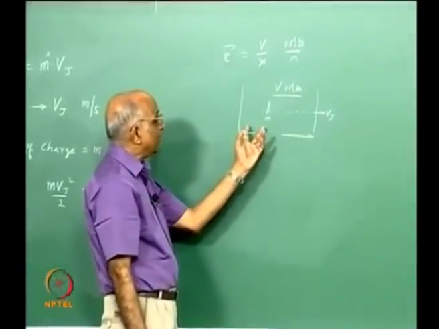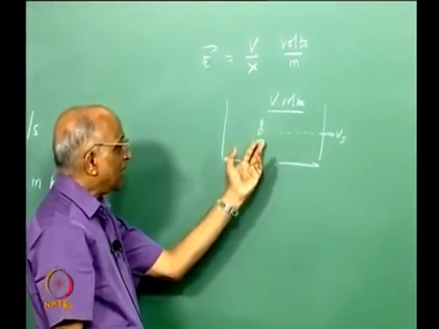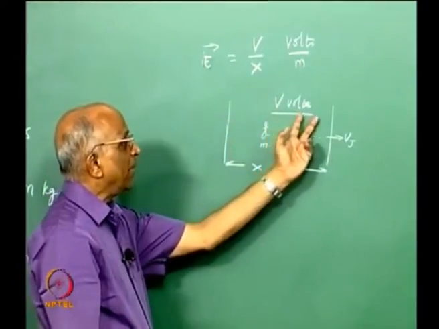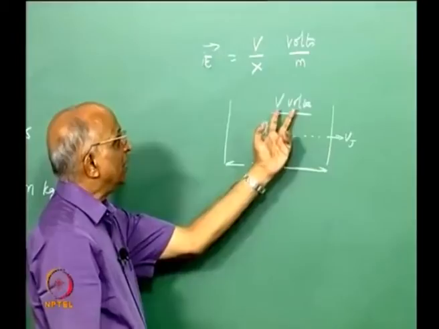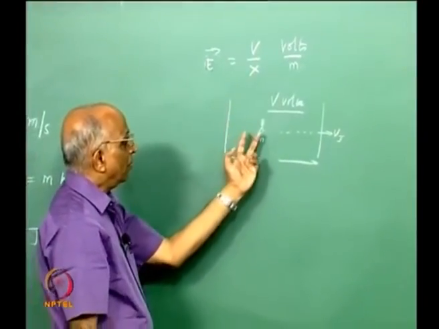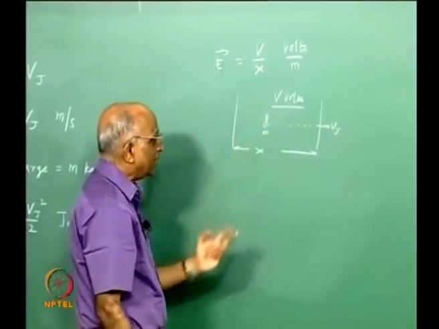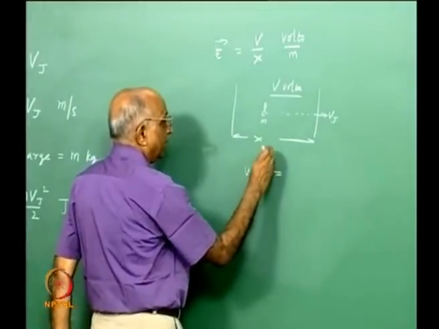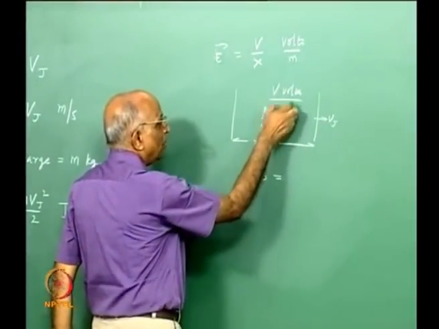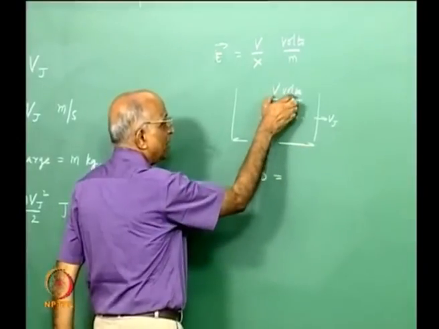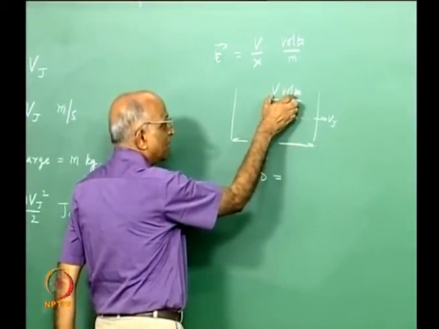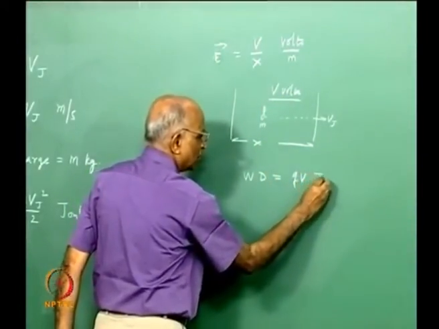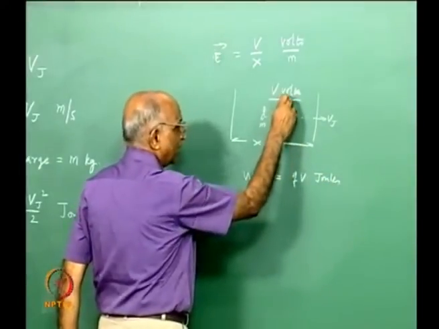What I am trying to say is, the work is done by the charge of mass m having a charge q, which is getting accelerated by the electrical field, and the electrical field is given by V by x. Now what is the work which is done by the electrical field? It takes a charge of q through a potential difference of V, and potential difference V volts is defined per unit charge. Therefore, work done on charge q is qV joules, which is the work done by the electrical field.